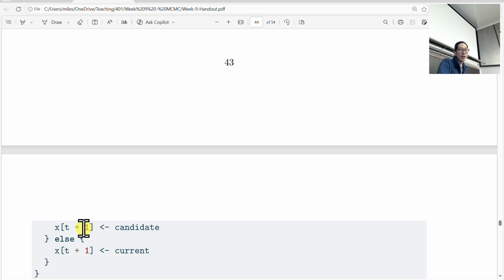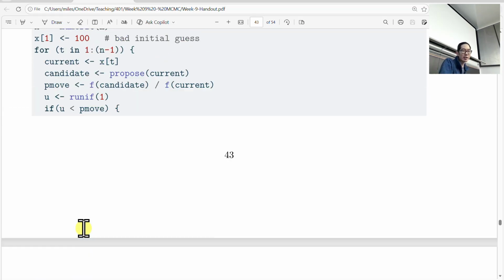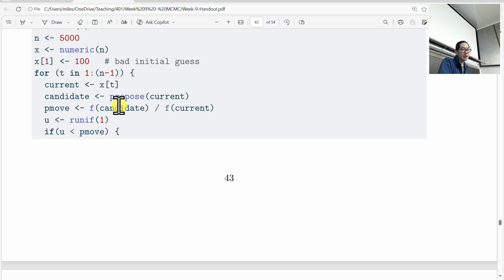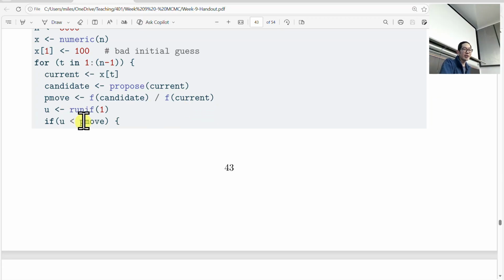If I rejected it, so again, if I started at 100, maybe I can propose any value between 97 and 103. Maybe I propose 102, 102.5, okay? If I propose that, the candidate location is less likely than my current location. So I generate a random value, and I'm probably not going to accept it, okay?